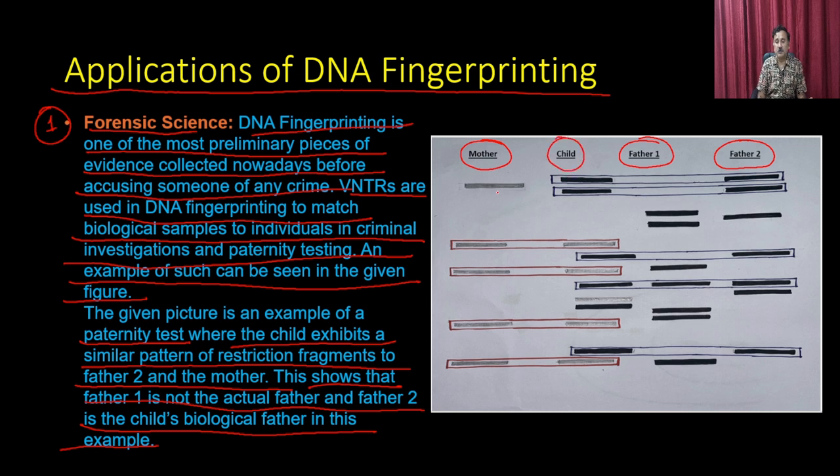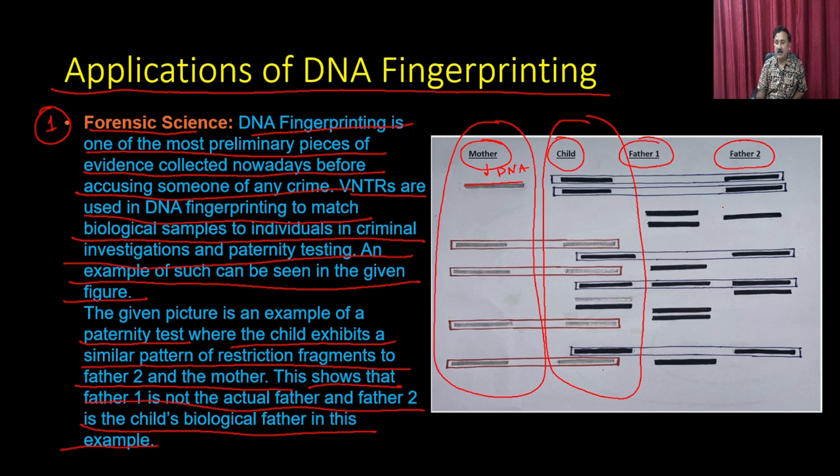Now, what we are supposed to do is isolate the DNA from all the individuals, right, and then do the restriction digestion. Once you isolate the DNA and do restriction digestion, this is the pattern you are going to get for the child, this is the pattern you are going to get for the mother, right. And these are the patterns you are going to get for father 1 and father 2.